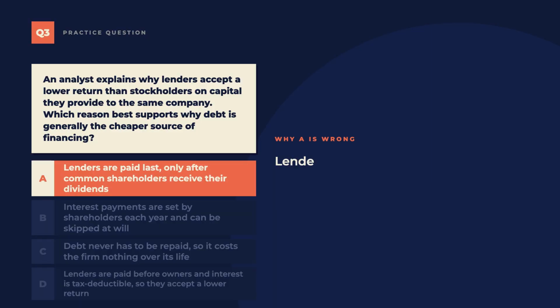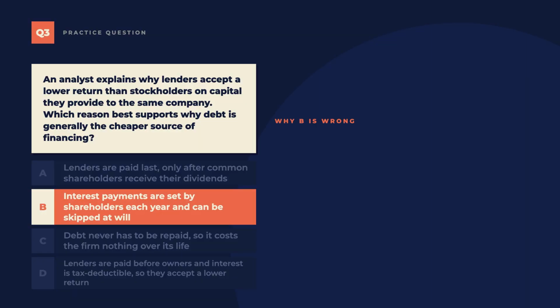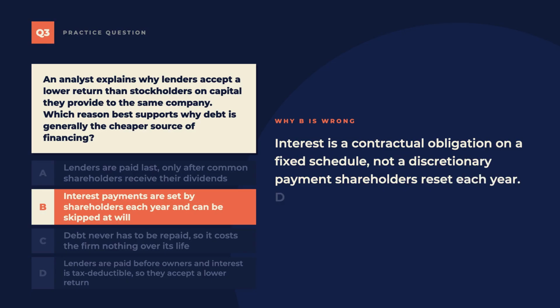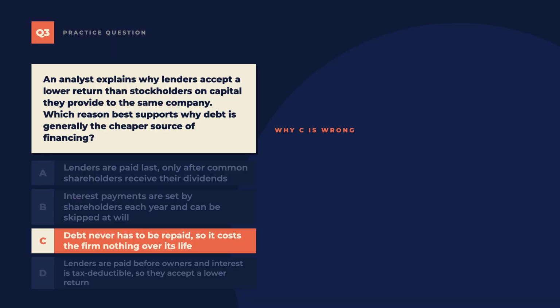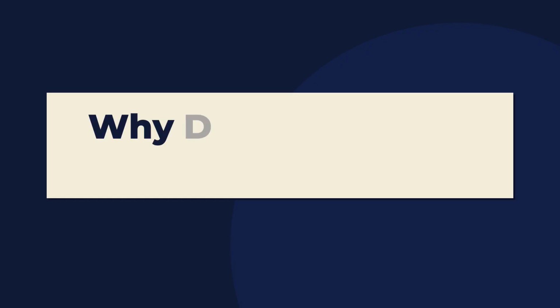A is wrong because lenders are paid before shareholders, not after. That priority claim is precisely why they accept less compensation. B is wrong because interest is a contractual obligation on a fixed schedule, not a discretionary payment shareholders reset each year. Dividends, not interest, are the skippable payment. C is wrong because debt must be repaid and interest is a real expense. The claim that debt costs the firm nothing over its life is simply false.